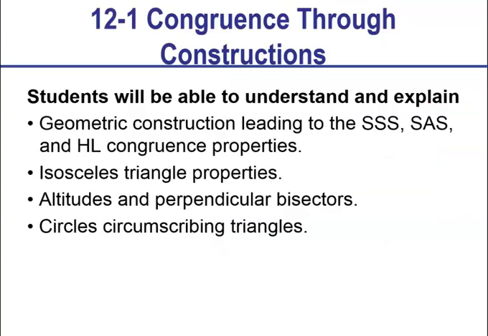In 12-1, we're going to talk about congruence through constructions. That's the name of the section. Students will be able to understand and explain geometric construction leading to the, now this says SSS, which represents side, side, side. The second one, SAS, is side, angle, side. And HL is hypotenuse leg congruence properties. We'll discuss all those in detail. We're going to talk about isosceles triangle properties, altitudes and perpendicular bisectors, and circles circumscribing triangles.